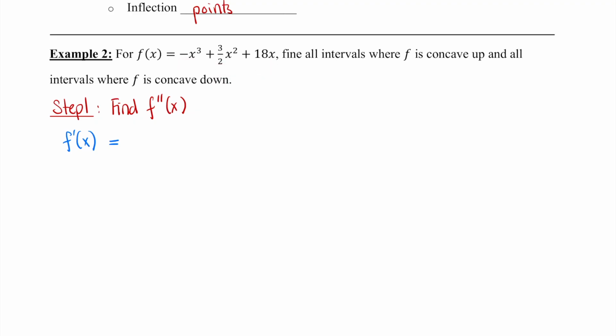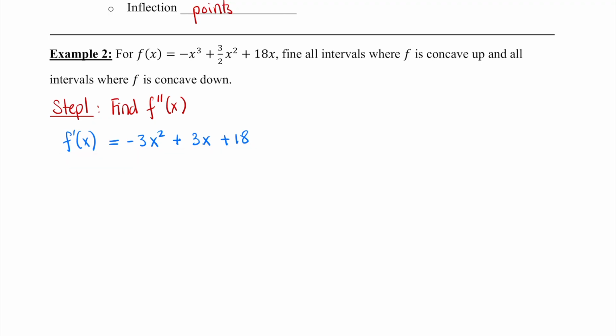The derivative of negative x to the third is negative 3x squared. The derivative of 3 over 2 x squared is 3x. And the derivative of 18x is 18. So f prime is negative 3x squared plus 3x plus 18.